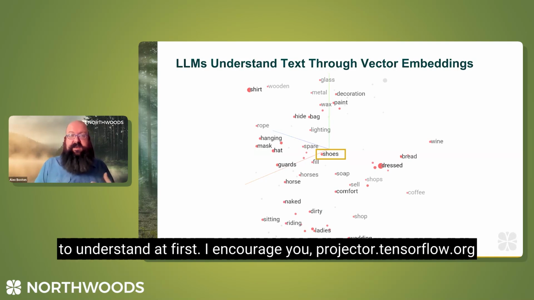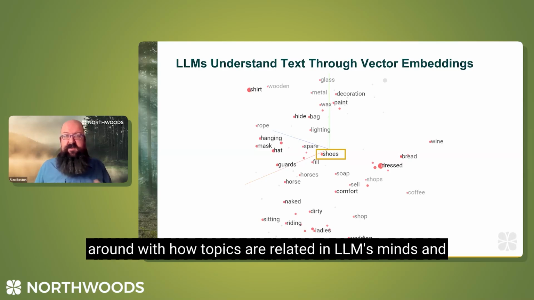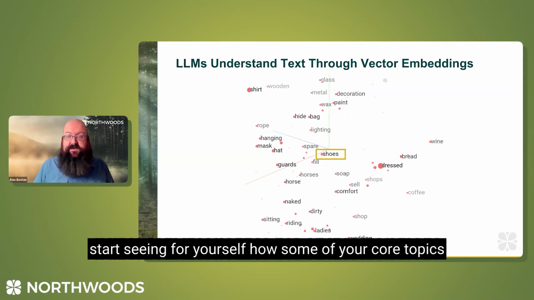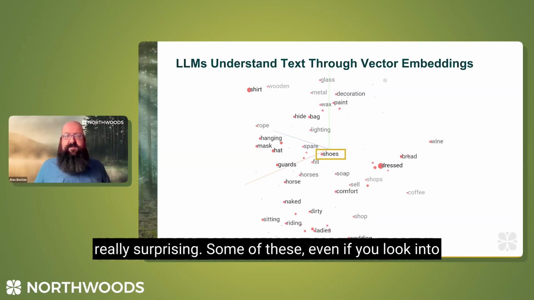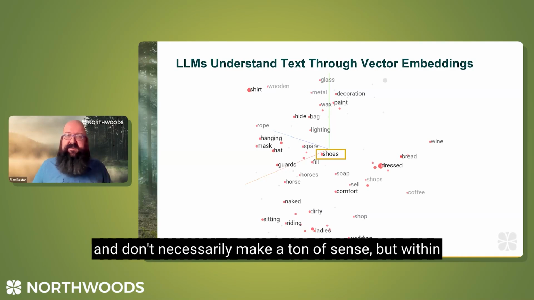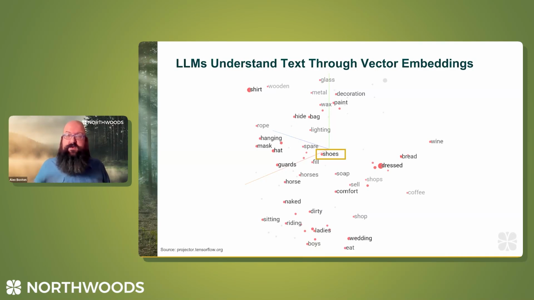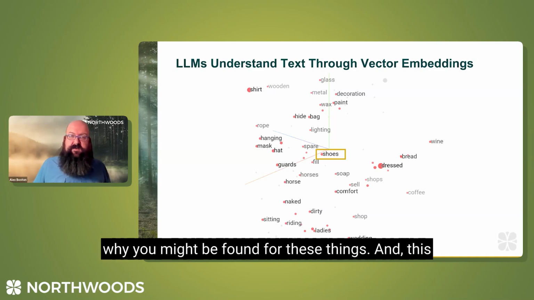This can be hard to understand at first. I encourage you to try projector.tensorflow.org, a really interesting tool where you can start playing around with how topics are related in LLMs' minds and see for yourself how some of your core topics might be tied to other topics. It can be really surprising. Some of the results in this example are incredibly weird and don't necessarily make a ton of sense, but within contextual tools, it starts to click as to why you might be found for these things.